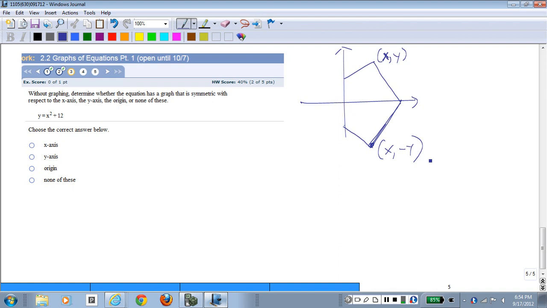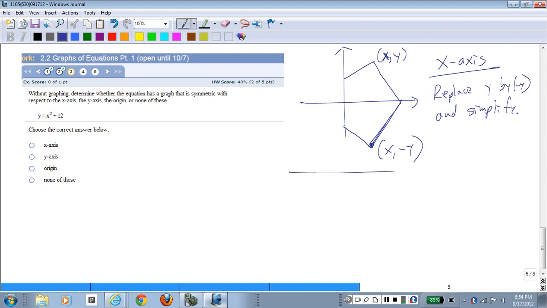So if we're testing for x-axis symmetry, we replace y by negative y and simplify. See if we can make it look like the original equation. Because whenever x, y satisfies it, x, negative y must also satisfy it. So it would give us an equivalent equation.